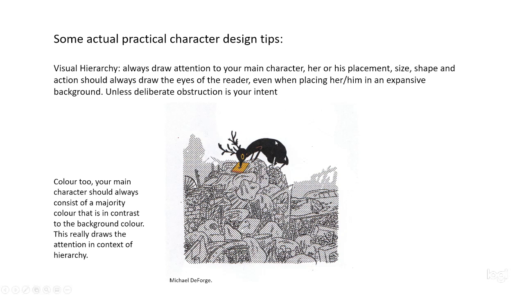And color too. Your main character should always consist of a majority color that is in contrast to the background color. This really draws the attention in context of hierarchy. And on top of the black chunk that he used to call our attention, he uses red for the eye and the book. So yeah, this is a good example of how visual hierarchy works and how your character design plays a part in it.